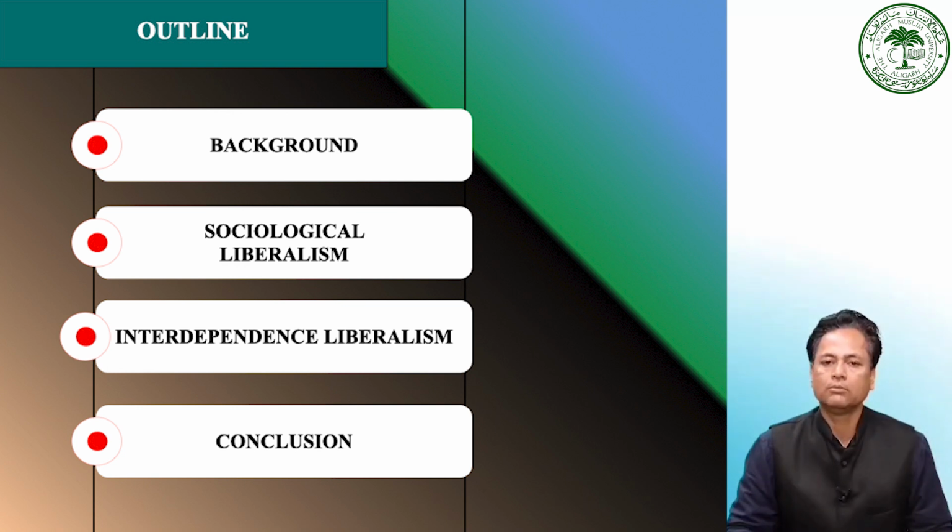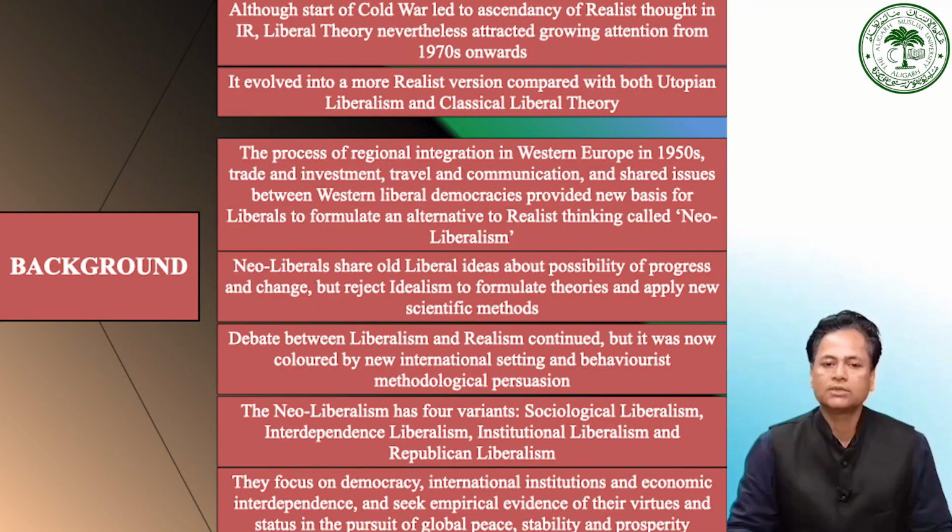We will be proceeding like this. We will focus on the background. The first is called sociological liberalism. Second is called interdependence liberalism. So, let us first start with the background of the neo-liberal theory of international relations.